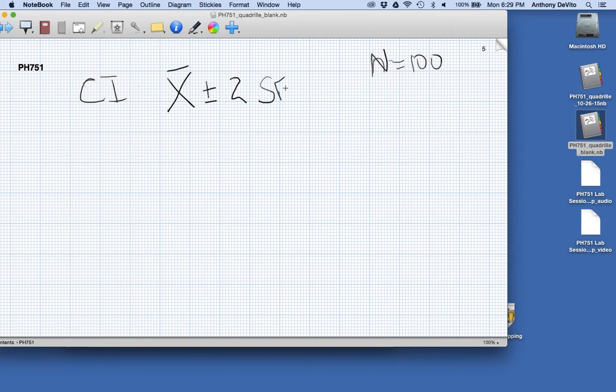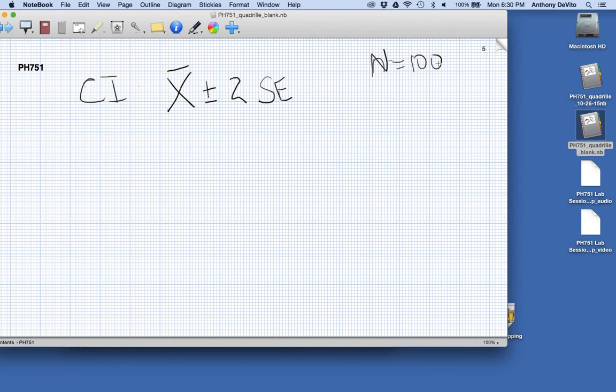In this case, the standard deviation for sample means is called the standard error. Okay, our confidence interval is going to be equal to x bar plus or minus 2 standard errors, 2 standard deviations for repeated samples on either side of the mean. That's going to be our confidence interval.